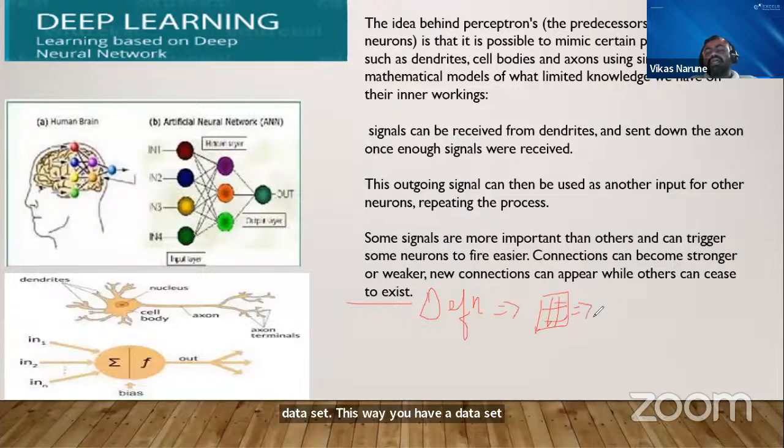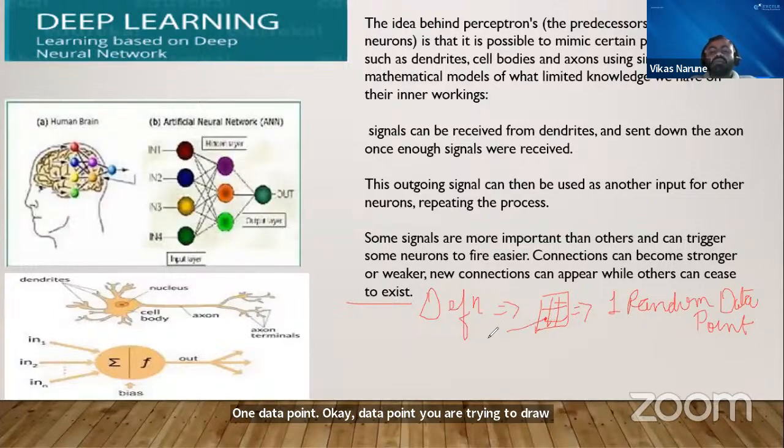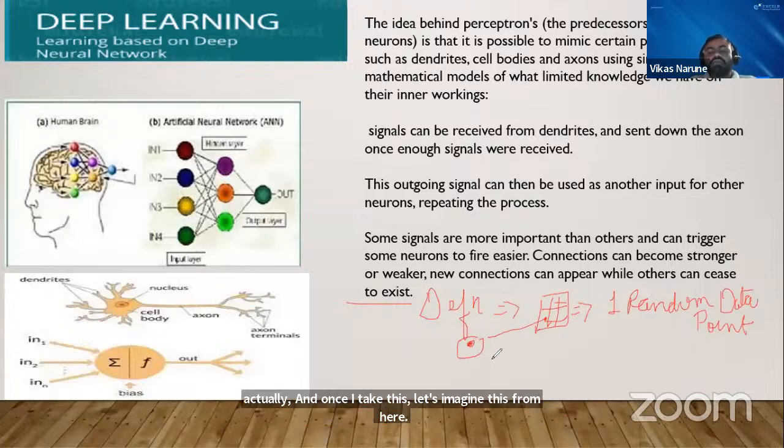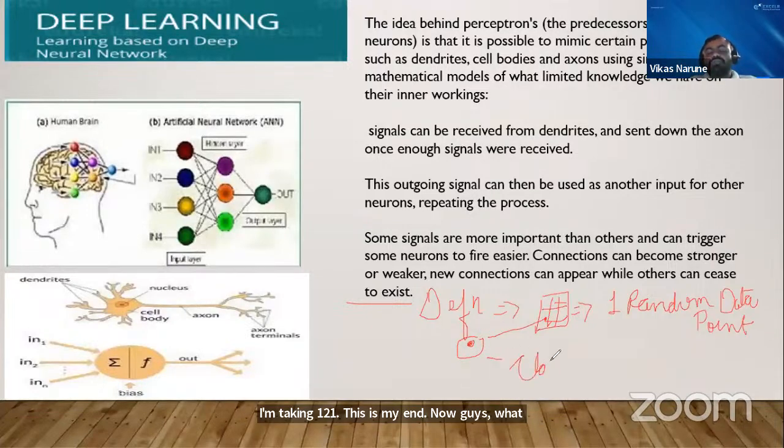Out of this data set, guys, if you take one random data point, you are drawing a data point randomly. Let's imagine I am taking one random data point from here. This is my random data point. Now, guys, what I have to do is classify this data point, that is, which class this belongs to. This is what I'm trying to do now.